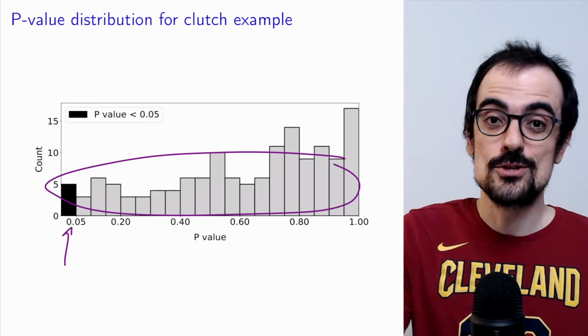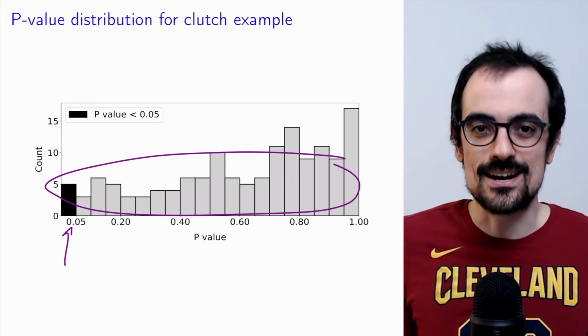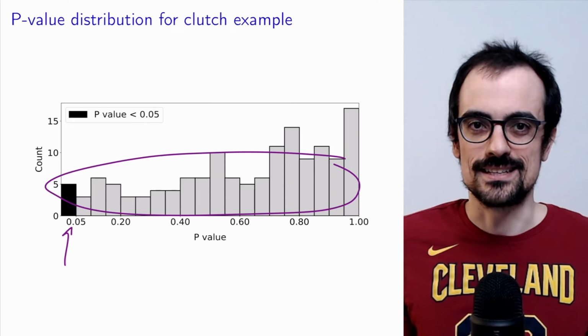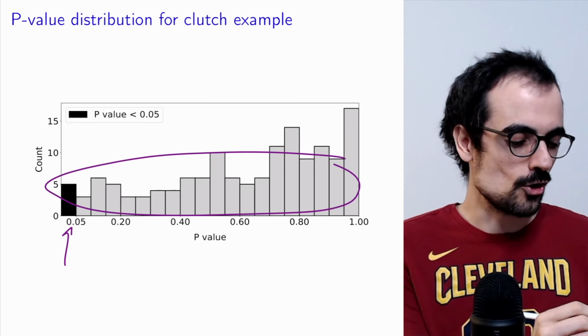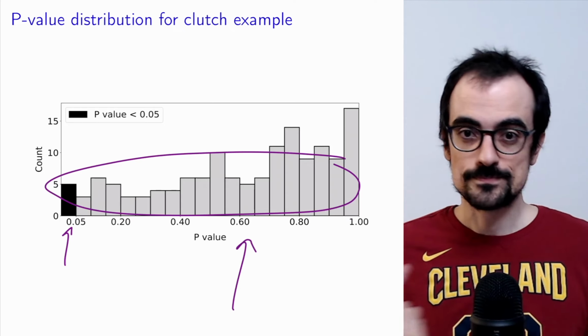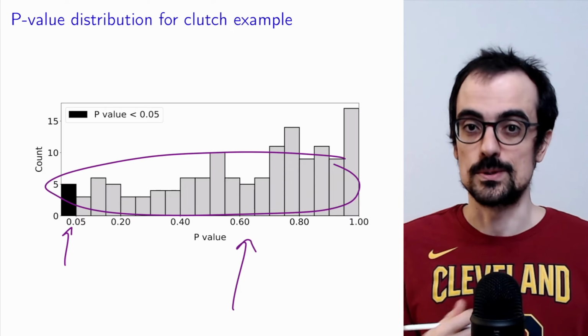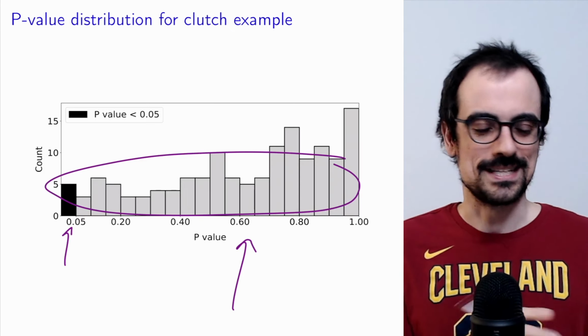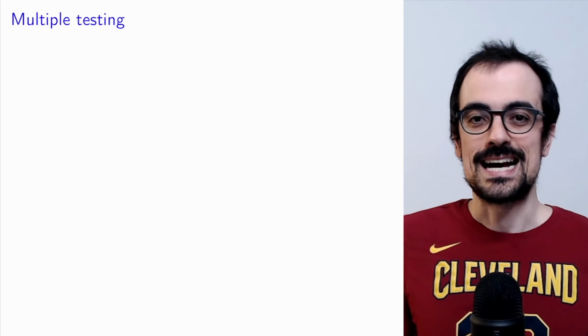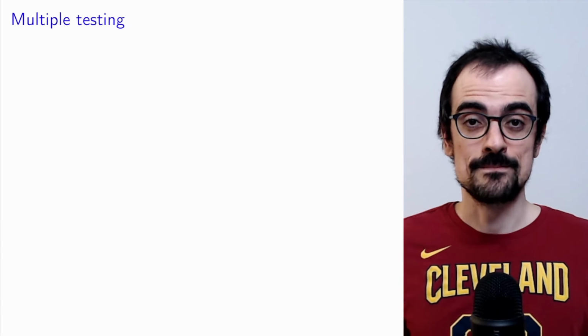But if I only tell you about those 5 players, it might sound as if they're shooting much better in the clutch, but I've selected them among all of the players that had p-values distributed between 0 and 1. Hopefully that makes sense. And this is the problem of multiple testing.